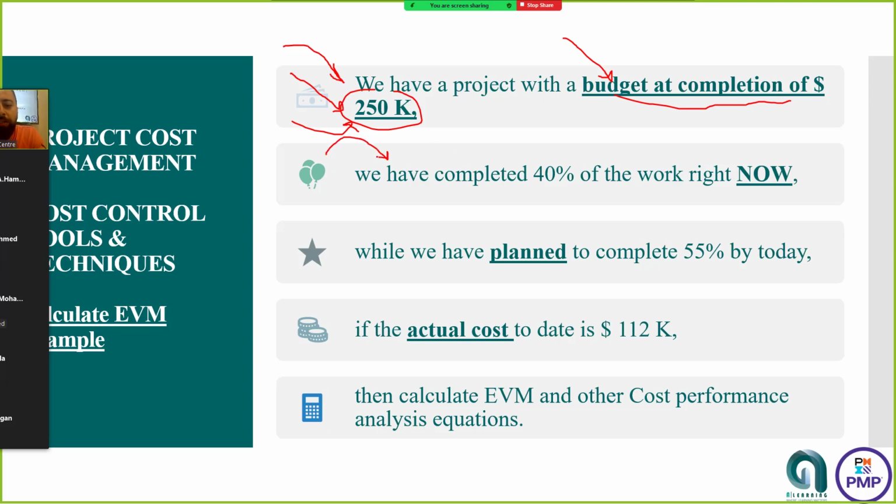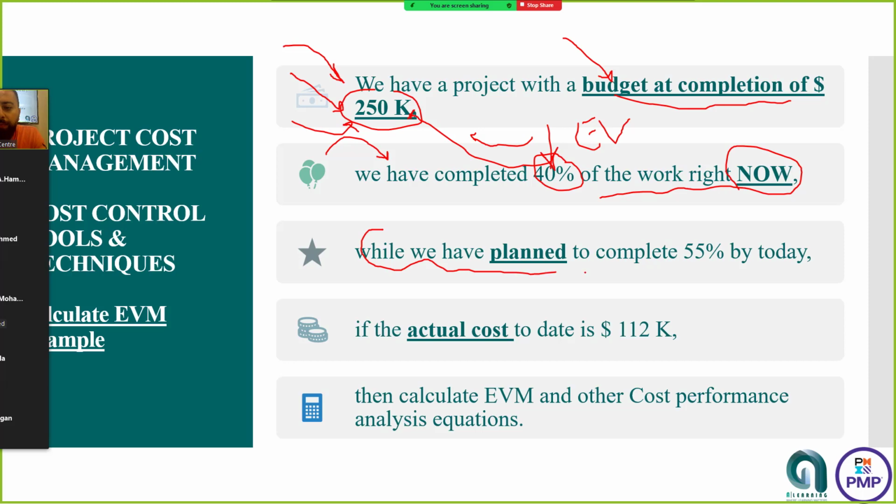And we have completed 40% right now. This is what? The earned percentage, right? This is what you have already earned. In order to know the earned value, what will you do? You need the EV, right? This is the earned value. What's the earned value? You told me this is money, right? So 40% out of the 250 will give you what? The earned value, the monetary value of the earned value.